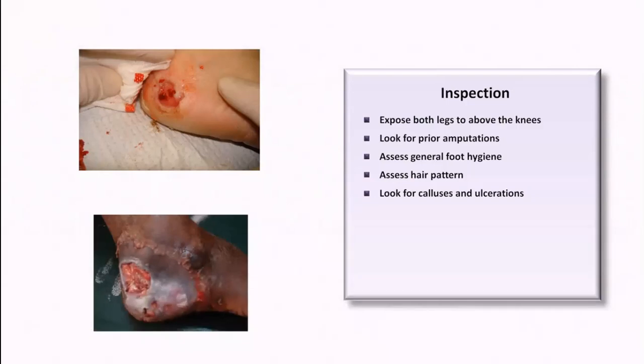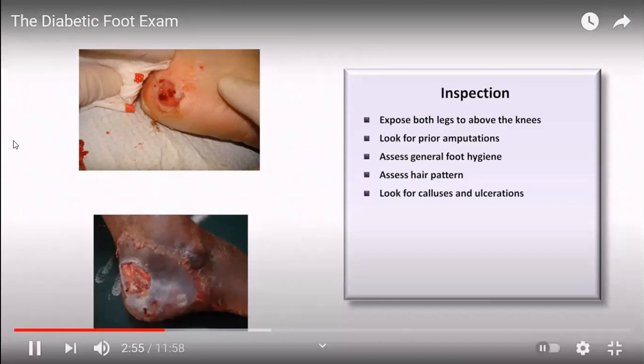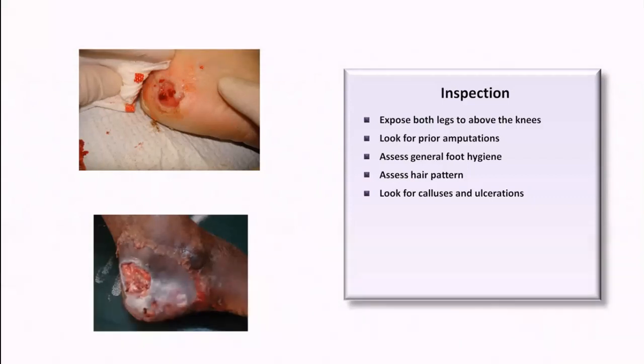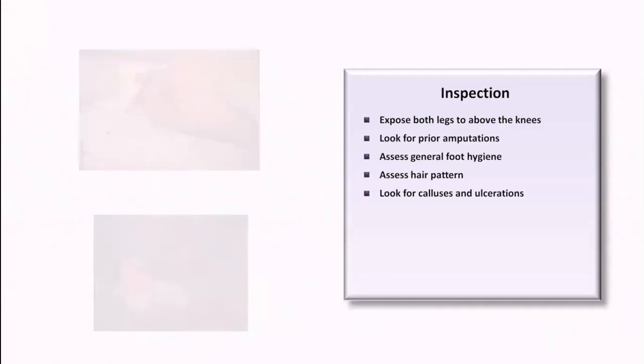And the presence of an ulcer does not necessarily indicate infection. Signs of infection include surrounding erythema, tenderness, and purulent drainage. Osteomyelitis is likely if either bone is visible within the ulceration or if the bone can be reached by examining the ulcer with a sterile probe.